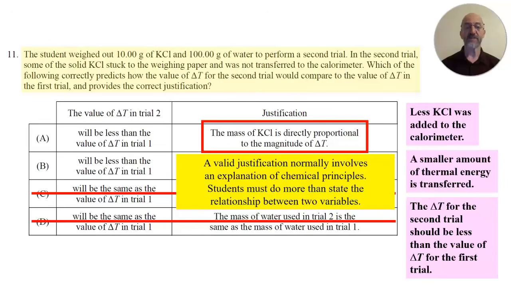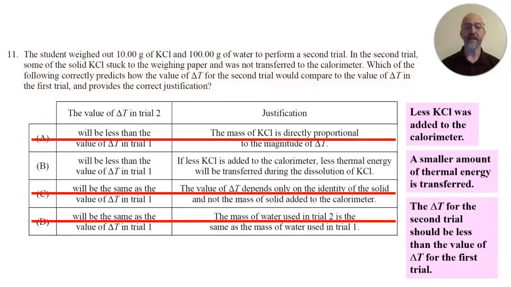So a better justification for why the value of delta T in trial 2 will be less than the value of delta T in trial 1 is what is listed in choice B. If less potassium chloride is added to the calorimeter, less thermal energy will be transferred during the dissolution of potassium chloride. So that is a better justification for why the delta T will be less in trial 2. So the answer to question 11 is choice B.